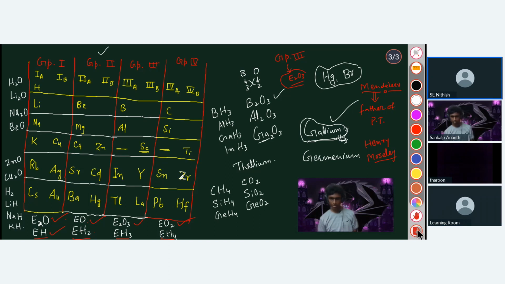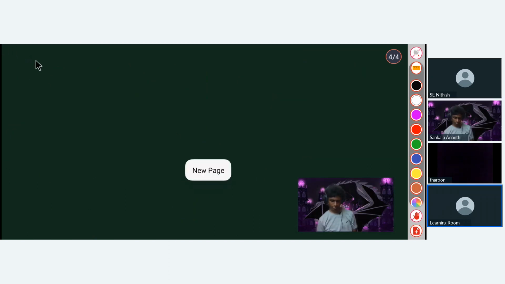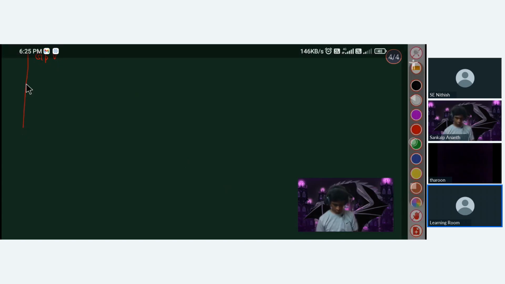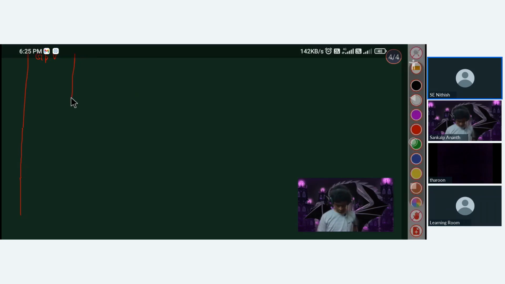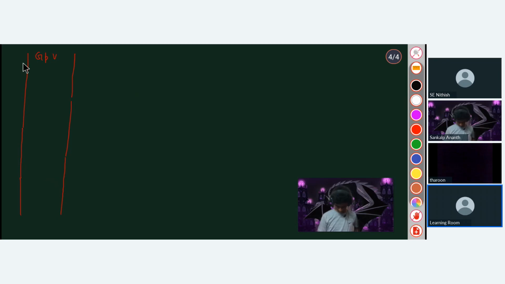Yes, sir. Okay, now let's see group fifth. Group fifth will also be divided into two subgroups, 5A and 5B, right? Exactly, 5A and 5B. I will write it here. So fifth A will just contain the elements of the nitrogen family.